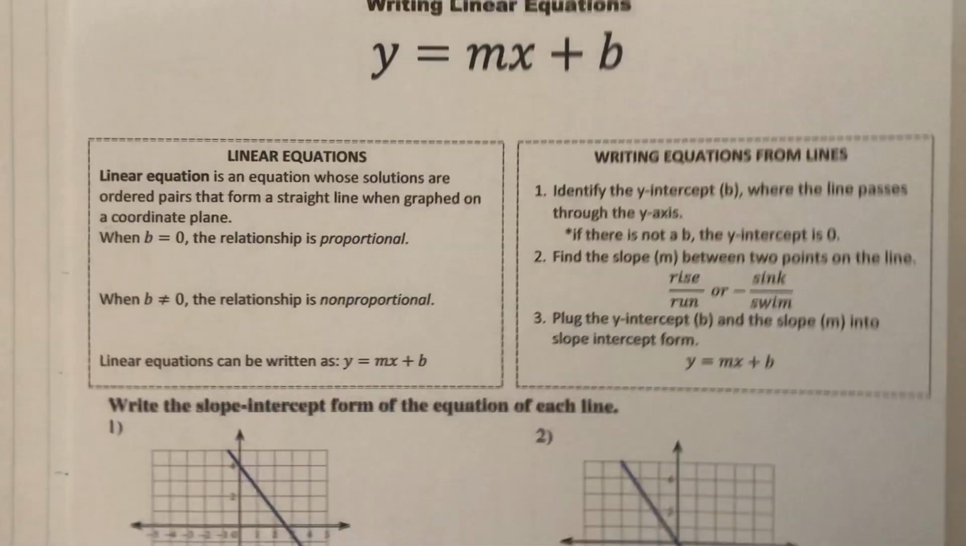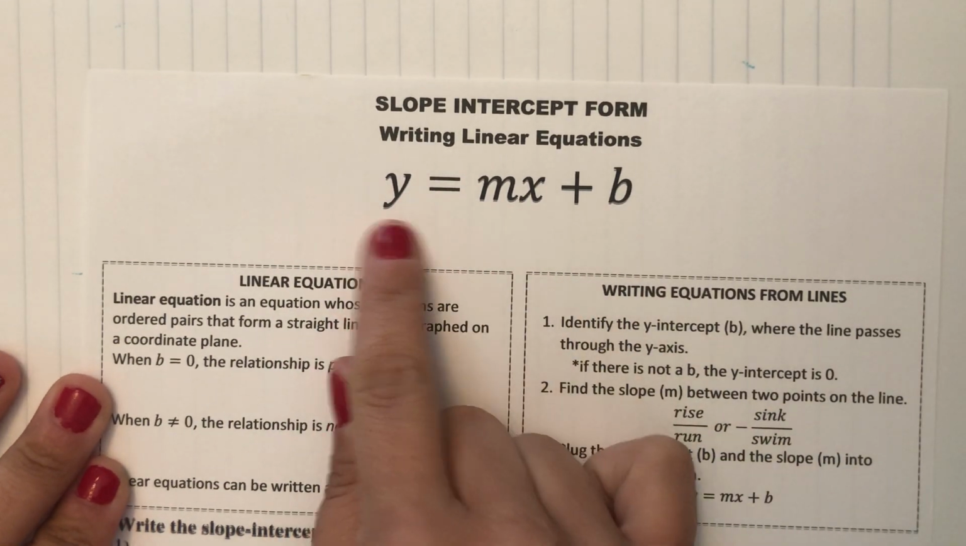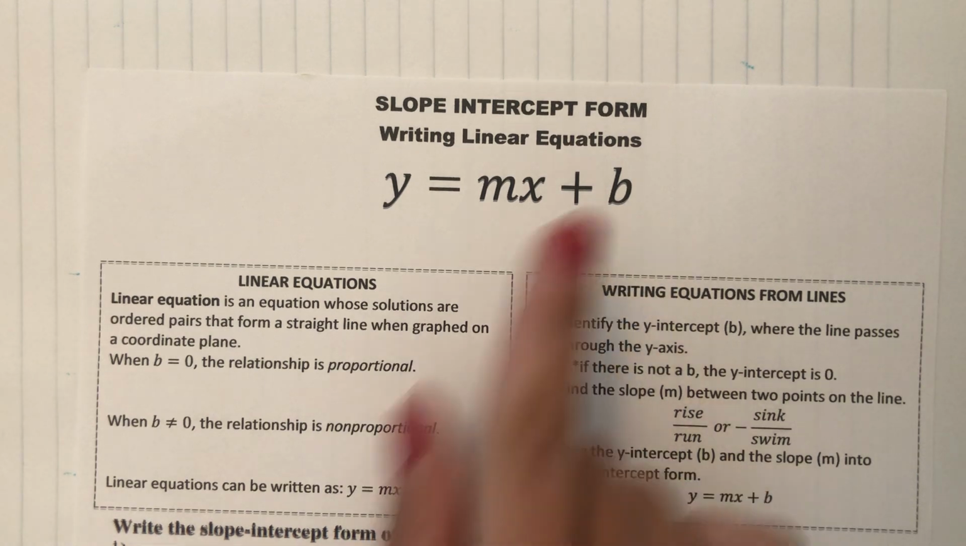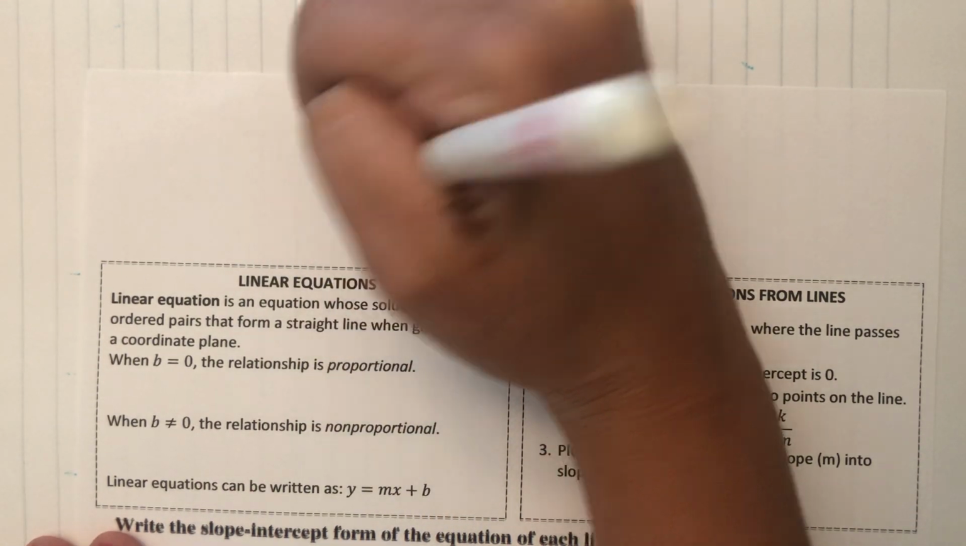Today we are going over how to write linear equations from a graph. So the first thing we're going to talk about is slope-intercept form. Y equals mx plus b is slope-intercept form. So I'm going to go ahead and draw an arrow and label that.